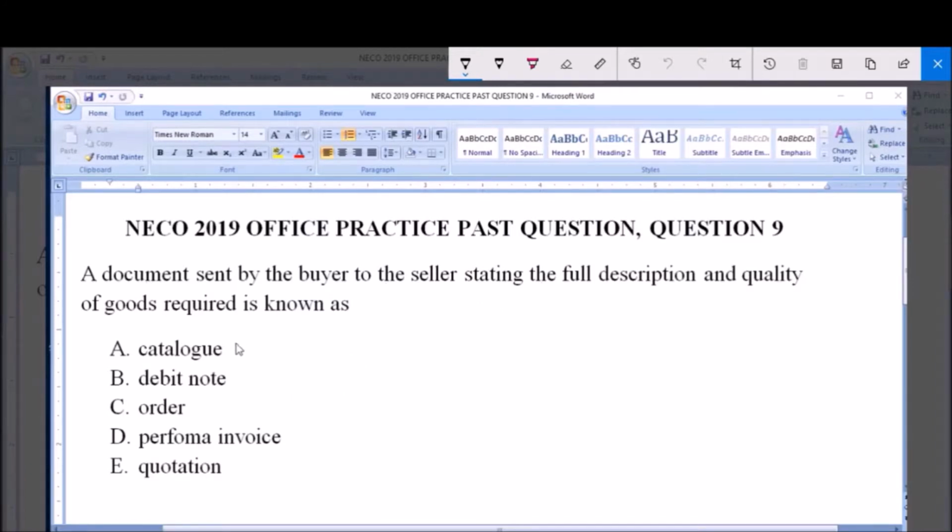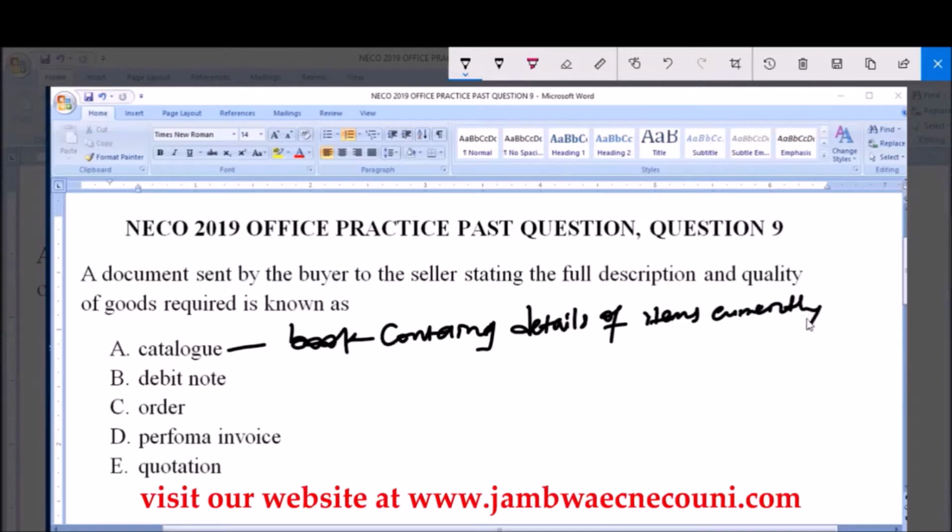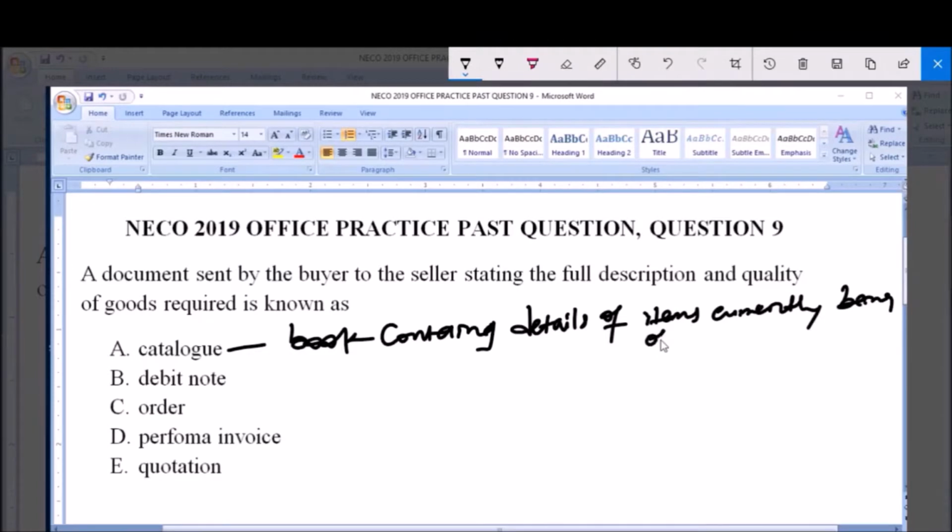Now A here says catalog. What is catalog? Catalog simply refers to a book. Catalog is a book containing details of items currently being offered for sale. This catalog is mostly used by companies, and it is a book that contains details of items that are currently available for sale.